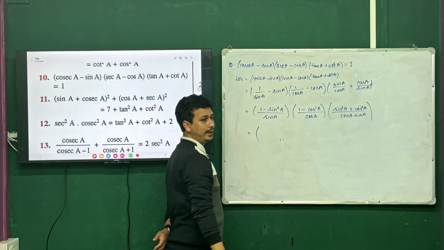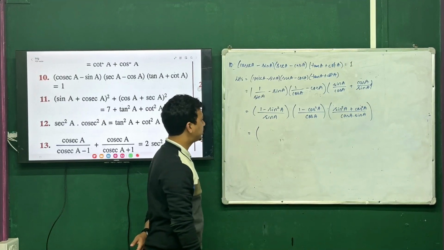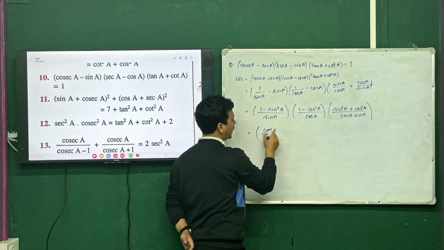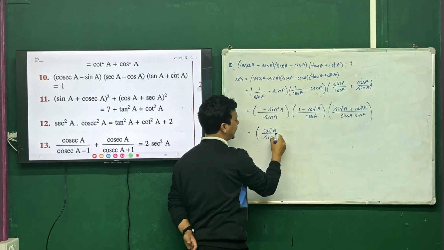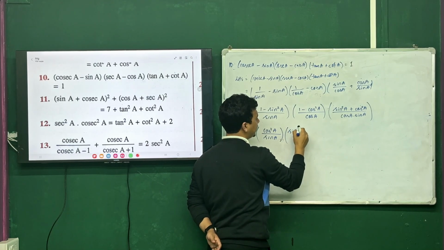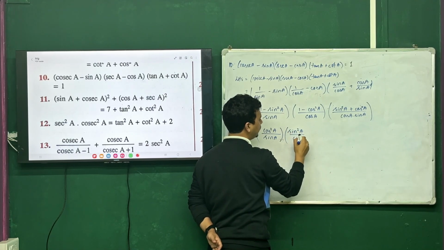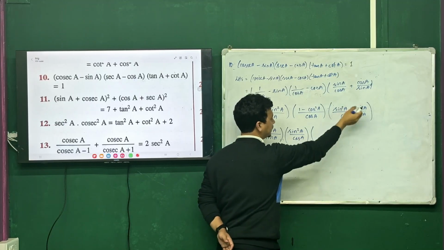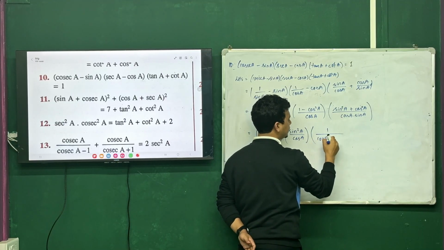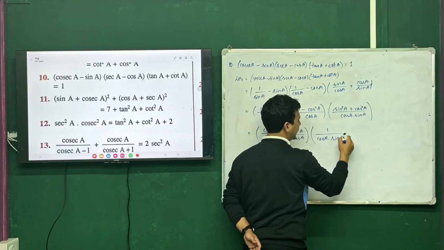Now what does this look like? 1 minus sine square A. If you check your formula sheet, 1 minus sine square A is cos square A, divided by sine A. 1 minus cos square A is sine square A divided by cos A, and here sine square A plus cos square A is 1 upon cos A times sine A.